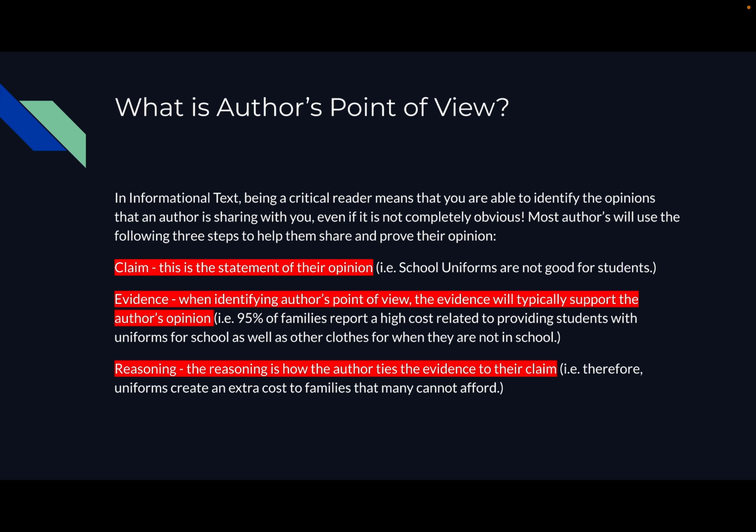So, just like you use 3 steps when you write a CER to share your answer or opinion about something, authors also use this same process to share their opinion about a topic. I want you to go ahead and write down what's highlighted in red, and these are just from a reader's standpoint, the 3 parts of informational text that you would look at when you're deciding an opinion. So the first is the claim, and that is the statement of their opinion. So the example I gave you here is that school uniforms are not good for students.